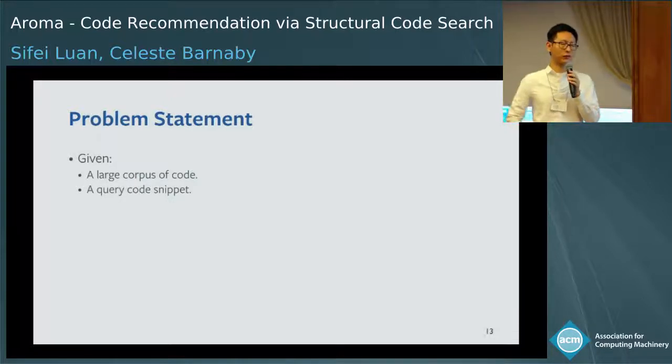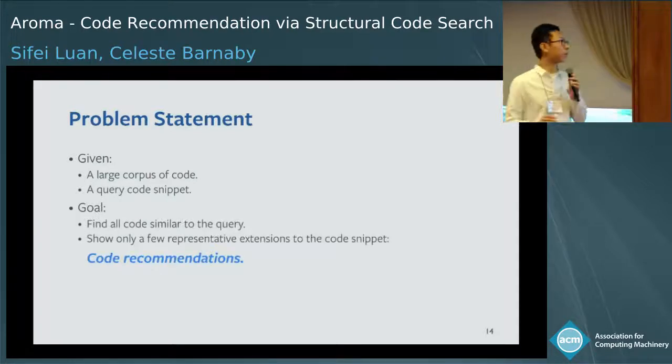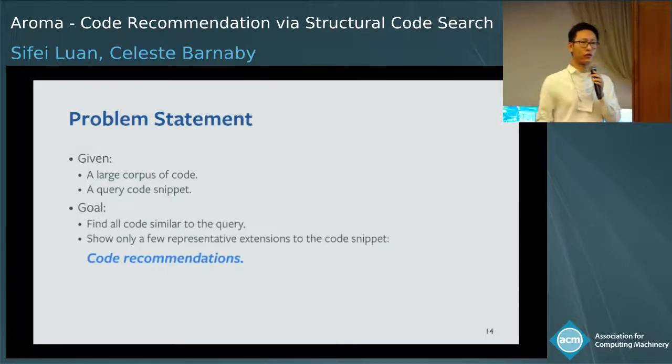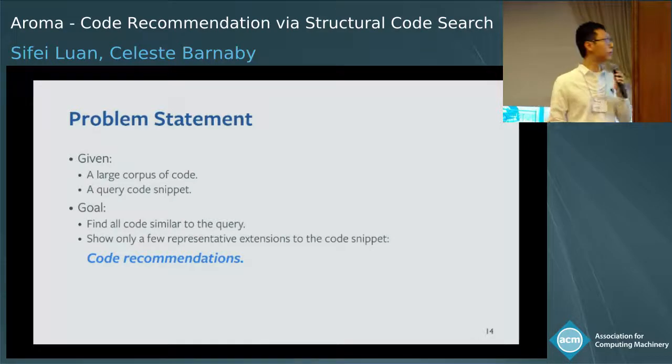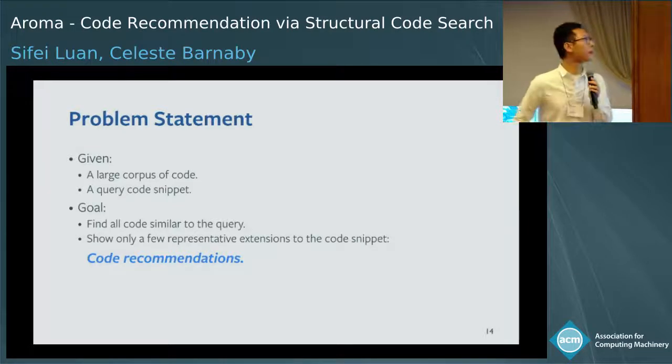And we try to find these useful things based on the query code snippet, which is the code that the developer just wrote. So what are the goals? Well, first, we want to find all of the code in this big code corpus that is similar to the query code. But we do not want to show all of them because they can be plenty. We want to show only a few representative extensions to the code snippet, which we call code recommendations.